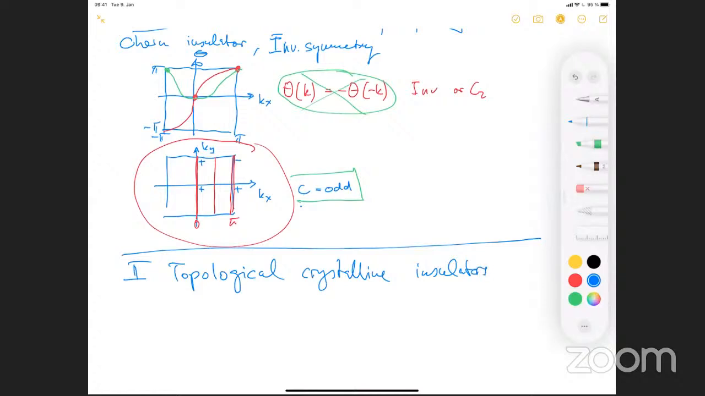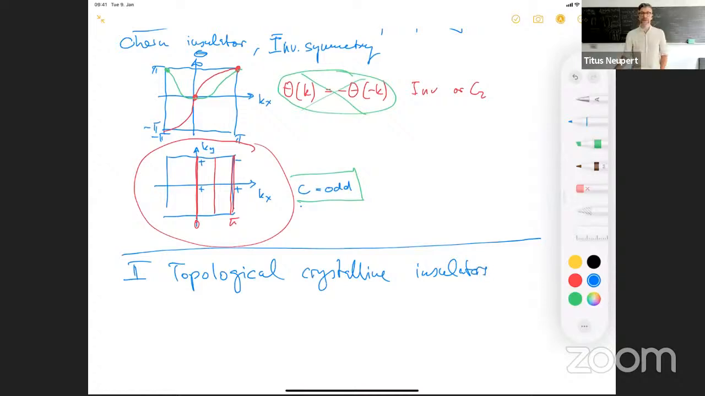Titus? Yes. There is a question in the Q&A. Is the shape of the path of the eigenvalues important for any physical observable?